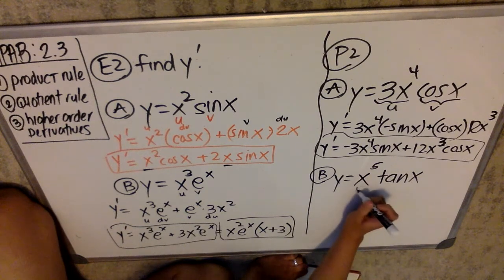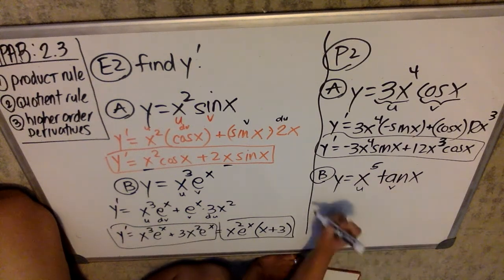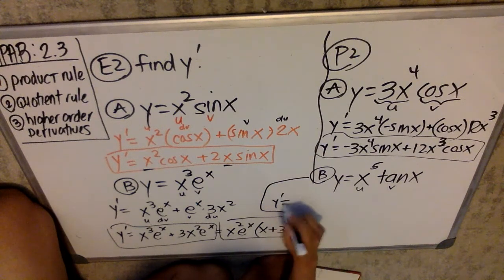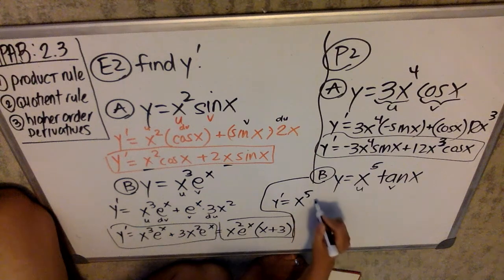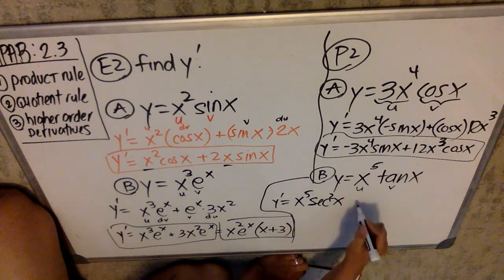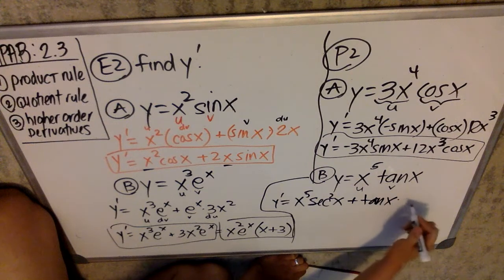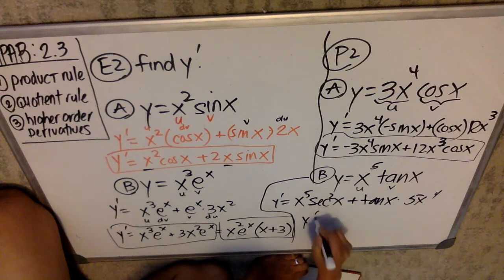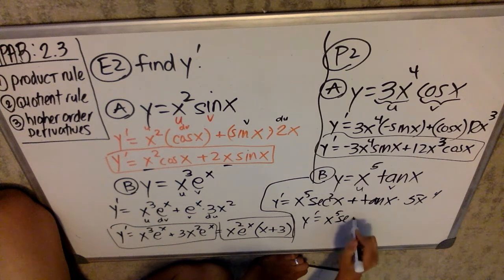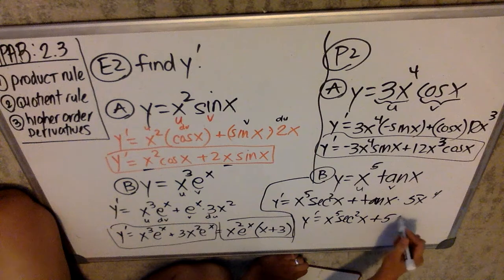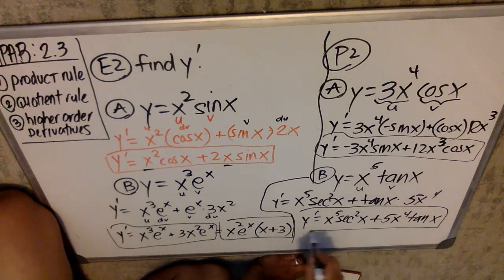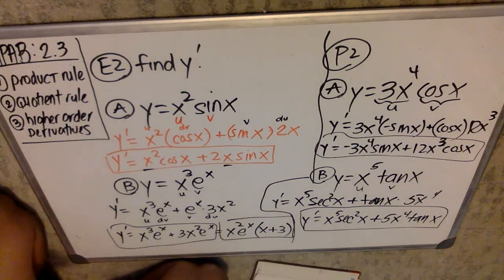If we go to do b, my u is the x to the 5th, and my v is the tangent of x. So let me give myself a little bit of space. My y prime is going to be u. Derivative of tangent is secant squared of x, right? Plus v, which is tangent. Du is going to be a 5x to the 4th. So I'm going to get that my y prime is an x to the 5th secant squared of x plus a 5x to the 4th tangent of x. And again, you just want to make it clear that that 5x to the 4th is not inside the tangent, okay? So that's how we apply the product rule.